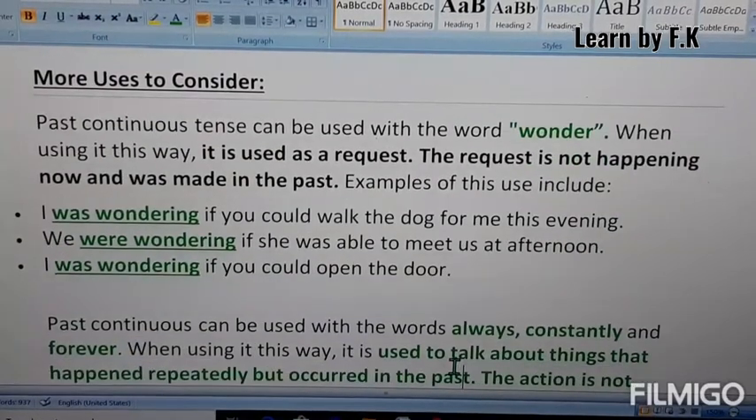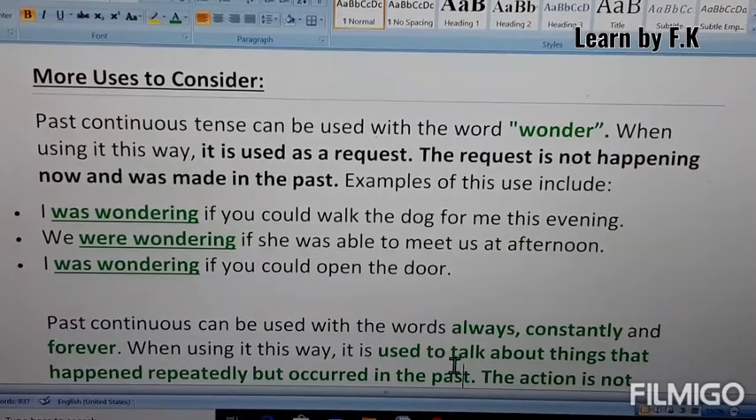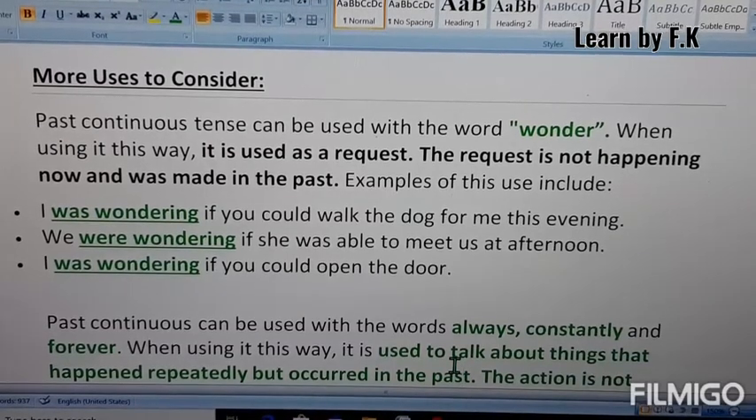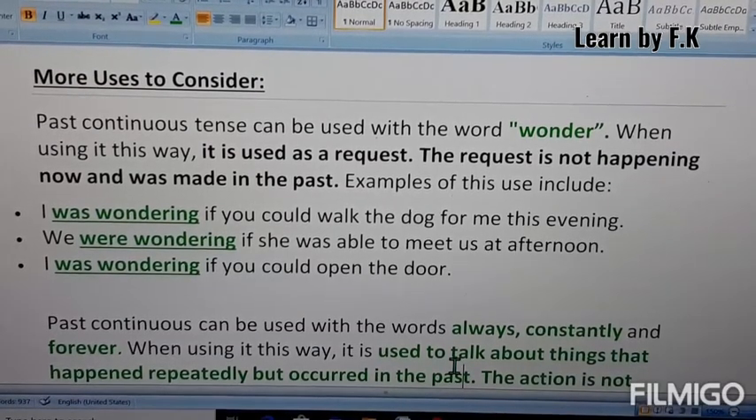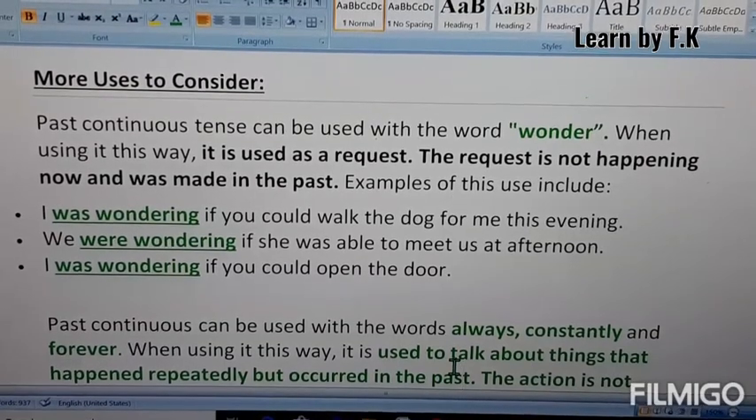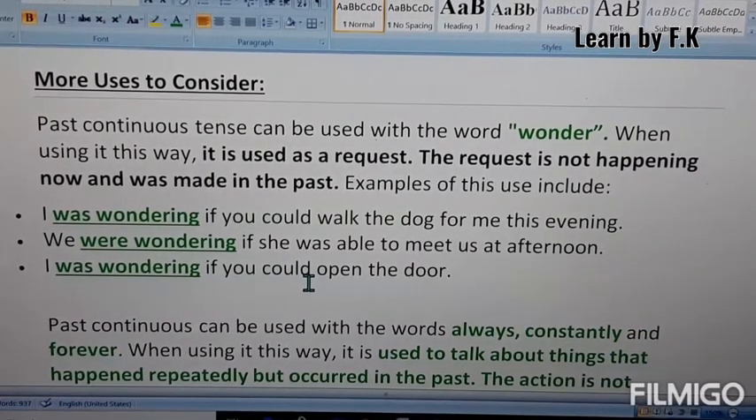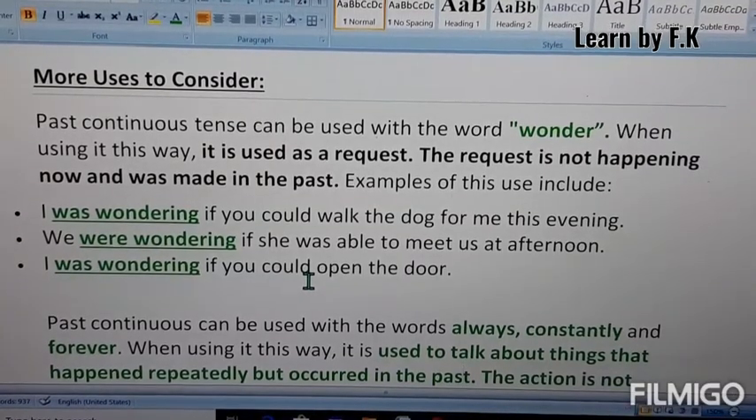Example here: I was wondering if you could walk the dog for me this evening. It means I am requesting you to take my dog out in the evening for me. We were wondering if she was able to meet us in the afternoon. I was wondering if you could open the door. So these are all requests which were made in the past and are not happening now.